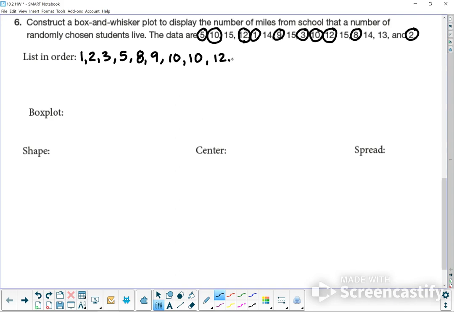And 12. 13. Yep. Only one. 14. You got 1, 2. 15. 1, 2, 3. You probably already saw that.